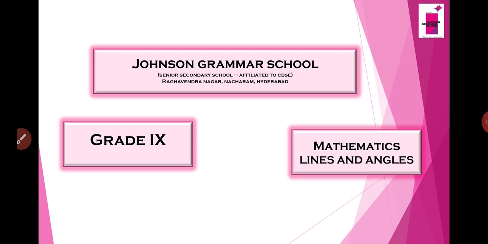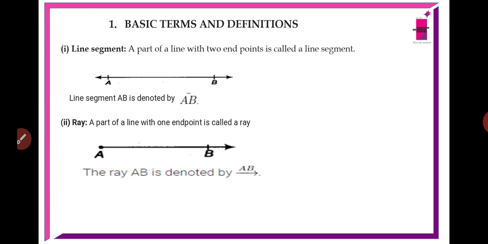Today we are going to discuss lines and angles. Introduction part 1. Before starting the topic, we want to know some basic terms and definitions. So first, a line segment. A part of a line with two endpoints is called a line segment.